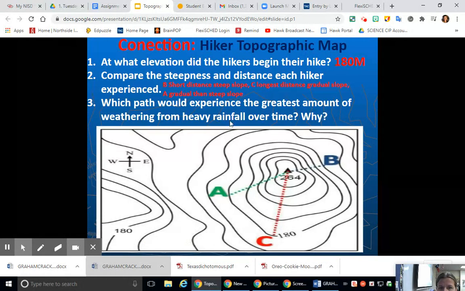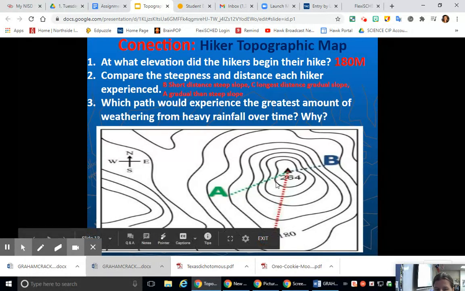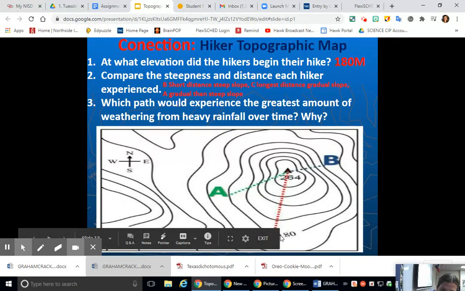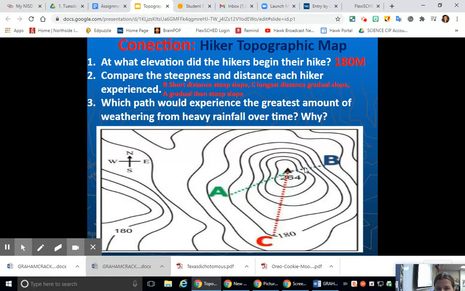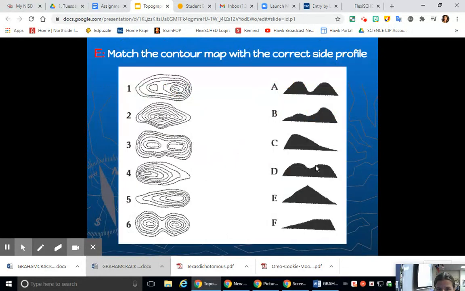Which path would experience the greatest amount of weathering from heavy rainfall over time? We understand that gravity pulls things down. So wherever you have the steepest side of a mountain, that's going to be affected by weathering or erosion and heavy rainfall quicker than something gradual, because water can rush down and move things at a faster pace. If water was trickling down here, it wouldn't increase that process. So which path would experience the greatest amount of weathering from heavy rainfall? The steeper side, where the contour lines are close together.